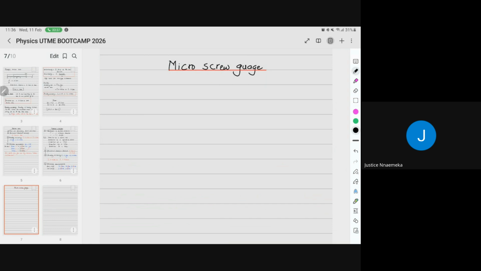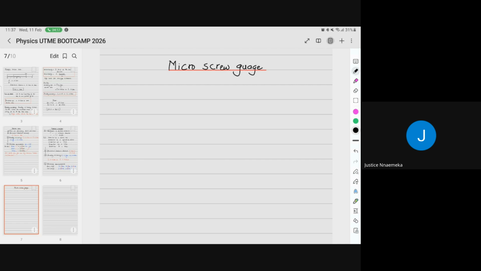For your micro screw gauge, we use it to measure very small thickness and length. Is that okay? Very small thicknesses or diameters. When you want to measure something that is small, a thickness that is small or a diameter that is very small, we make use of your micro screw gauge. And this one is much more accurate than your vernier caliper and your meter rule, like 100 times better than meter rule, and like 10 times better than your vernier caliper. So this one happens to be the most accurate, and you can use it to measure very tiny length.